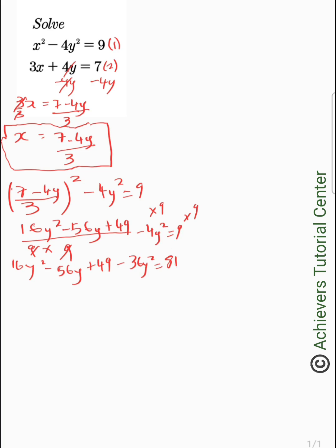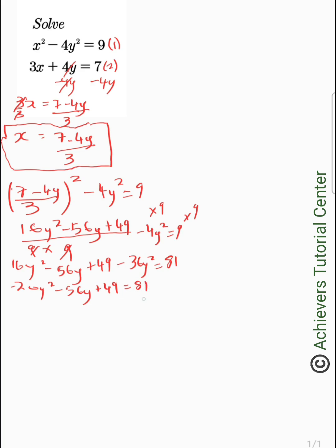So let's simplify this. Let's collect the like terms. The like terms in this case are 16y squared minus 36y squared, so that will be minus 20y squared, minus 56y plus 49, and equals 81.